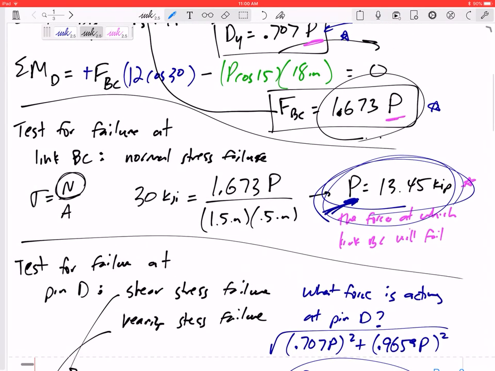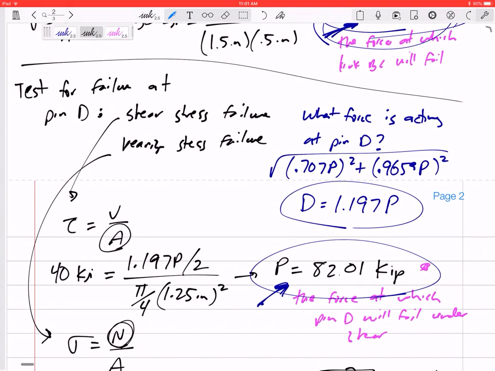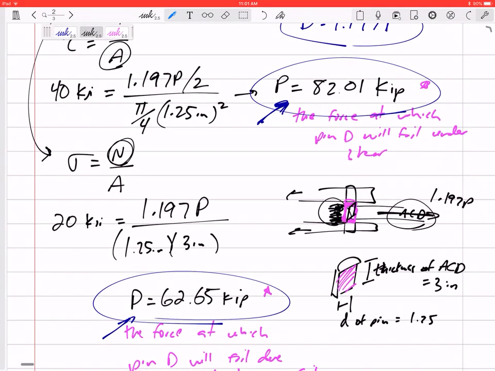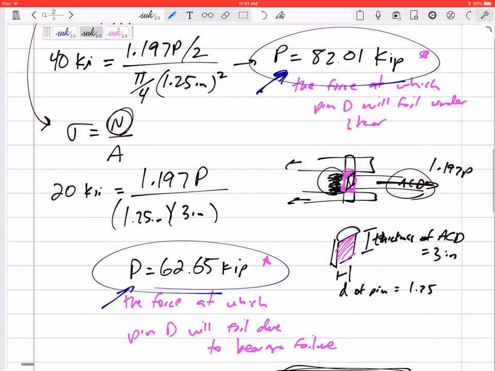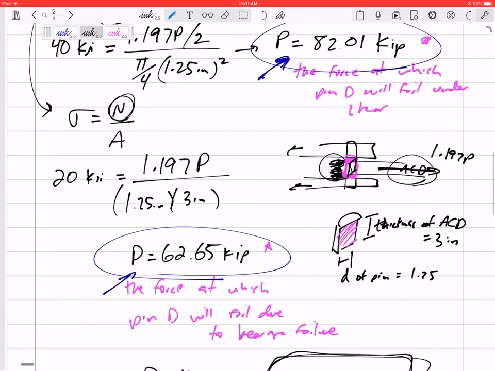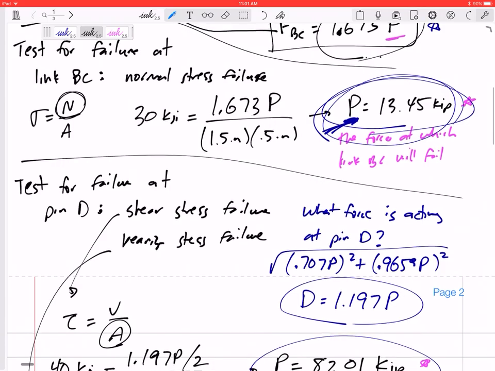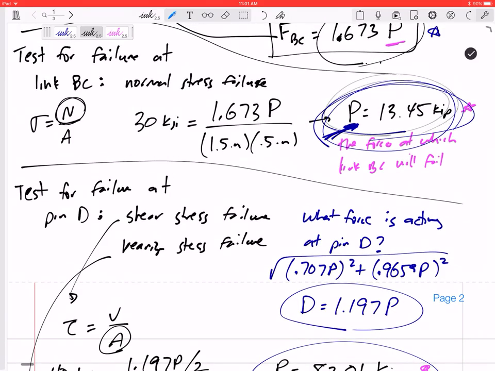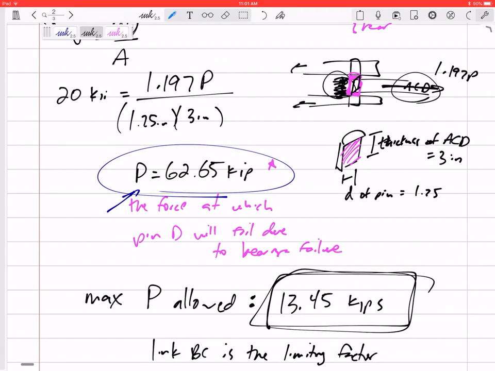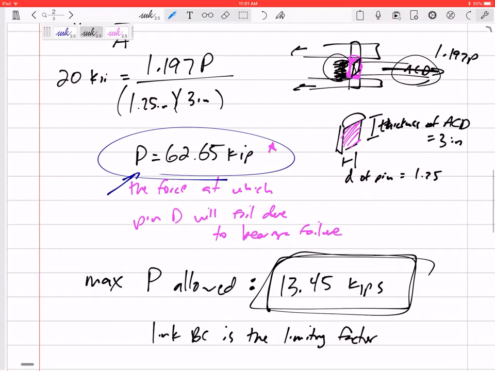Then we looked at all the different failure modes. This could fail due to normal stress in the link, so I found the force at which the link will fail. This could fail due to shear stress at the pin. I found the force that the pin will shear fail. And it could fail due to bearing at the pin. So I found the force that will cause bearing failure at the pin. And then I decided, okay, I cannot go above 13.45. 13.45 is my maximum allowable force. Link BC is the limiting factor.